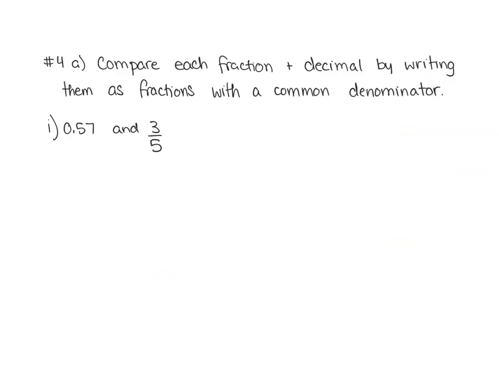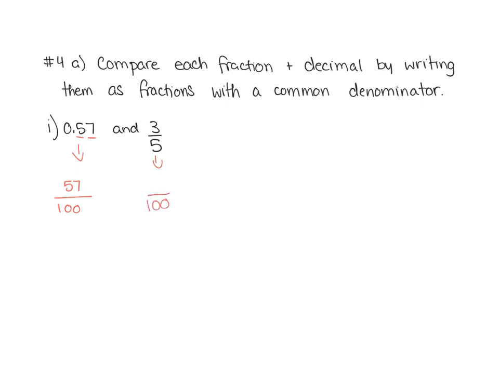Question 4 asks you to compare each fraction and decimal by writing them as fractions with a common denominator. So my first step is to turn 0.57 into a fraction. So my numerator would be 57, and for my denominator, there's 2 places after the decimal, so I need 2 zeros in the denominator. So this would be 57 out of 100. Now, I can't divide 57 and 100 by the same thing. So instead, I'm going to try and move 3/5 to get it to become a fraction with a denominator of 100.